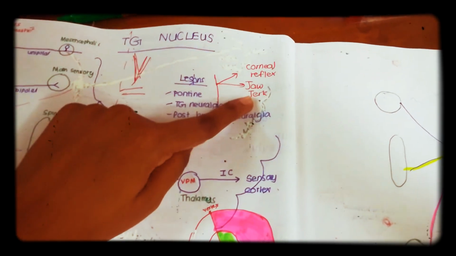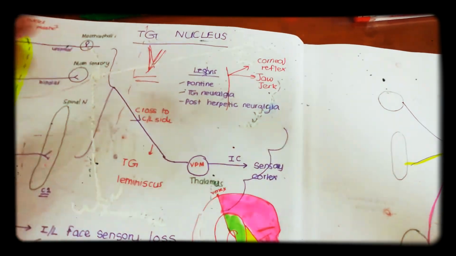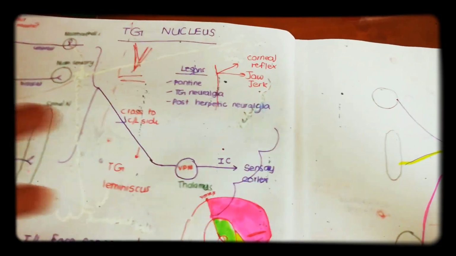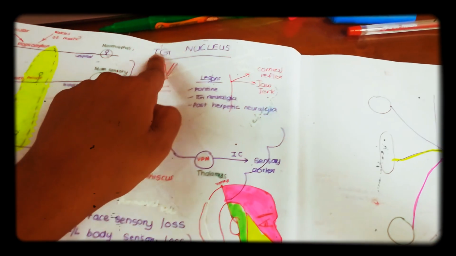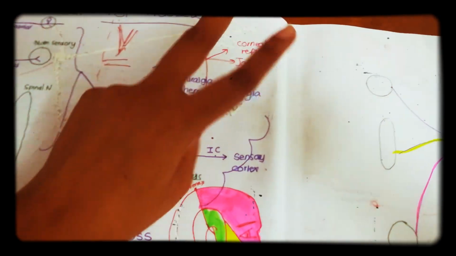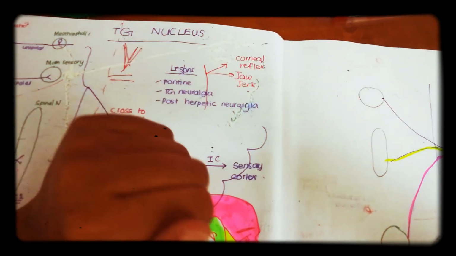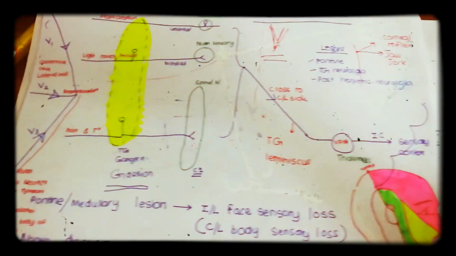Jaw jerk, the afferents are from the trigeminal mandibular division, efferents are from the mandibular division motor to the muscles of mastication. So it's purely checking only the trigeminal. The corneal reflex checks both the trigeminal as well as the facial nerve. Okay, that's it for the trigeminal.